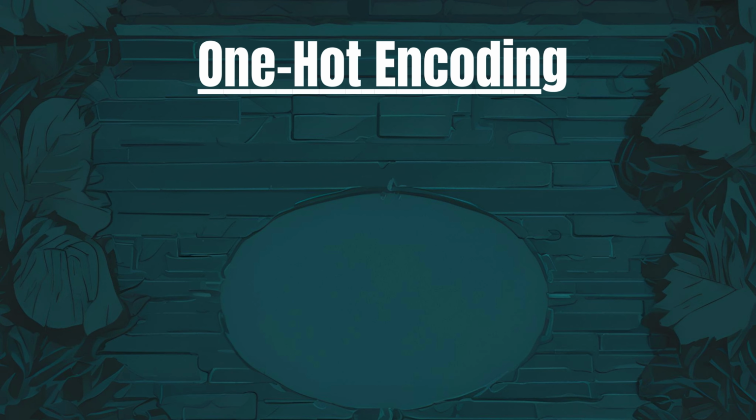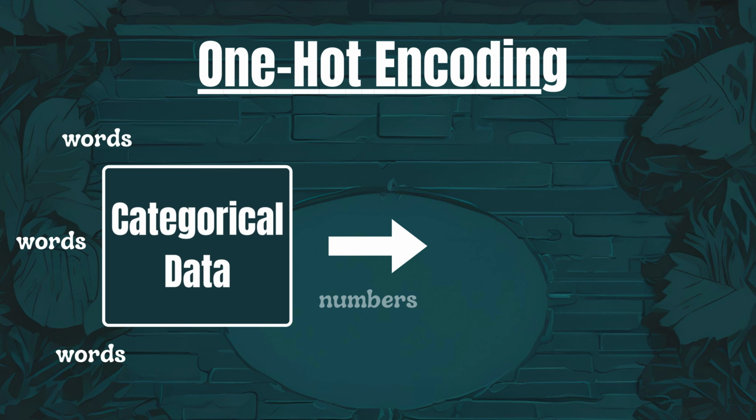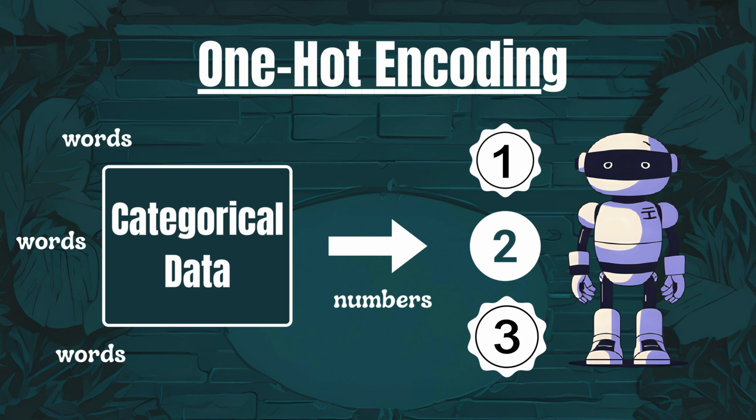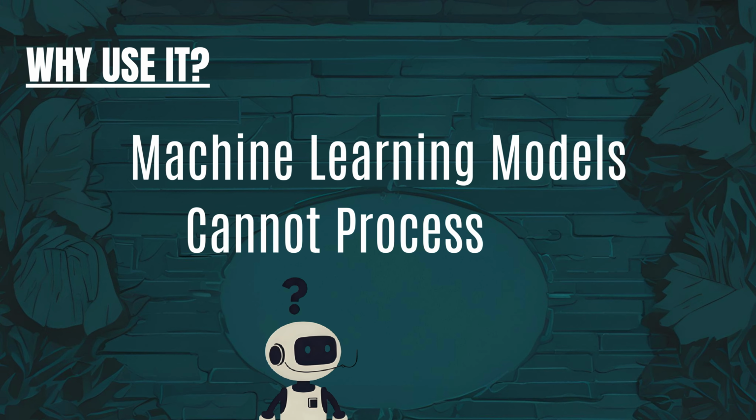In today's episode we are going to talk about one-hot encoding. So what is one-hot encoding? One-hot encoding is a technique used to convert categorical data into a numerical format that machine learning models can understand. And why do we use it? It's because most machine learning models cannot process text, they need numbers.